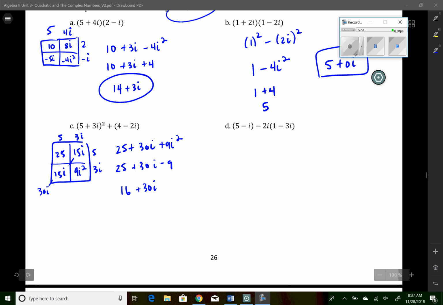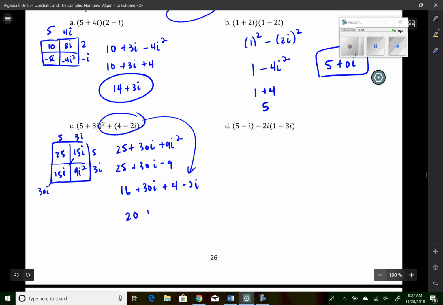Now, that is just what 5 plus 3i squared is. I now have to add that to 4 minus 2i. So I'm kind of bringing this down here. Combine up your like terms, so I have 20 plus 28i, which is what you got on your calculator.